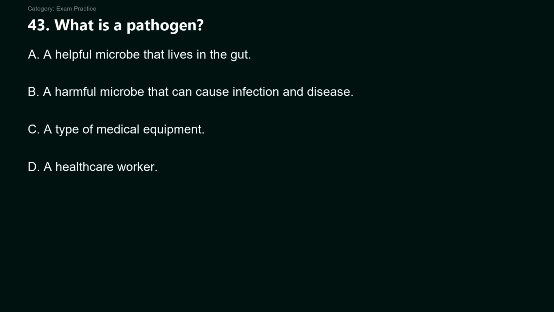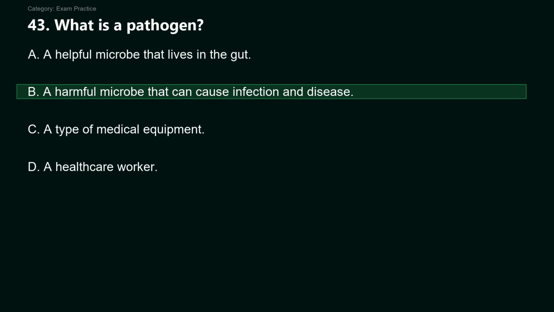Question 43. What is a pathogen? Option A, a helpful microbe that lives in the gut. Option B, a harmful microbe that can cause infection and disease. Option C, a type of medical equipment. Option D, a healthcare worker. The correct answer is option B, a harmful microbe that can cause infection and disease. Pathogens include bacteria, viruses, and fungi that cause illness.